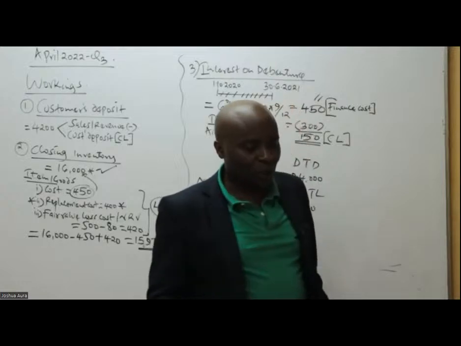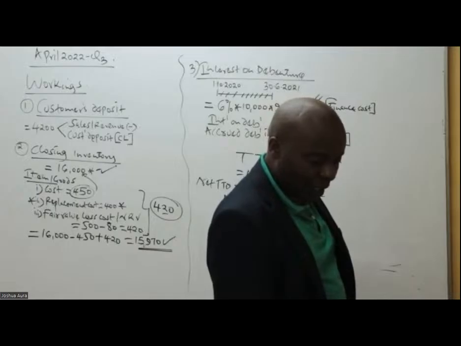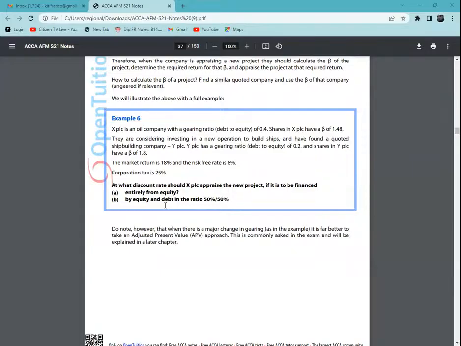Ladies and gentlemen, listen to me very well. So we are now aware that the relevant beta is the beta of the new industry. We are told that they are considering investing in a new operation to build ships, and have found a quoted shipbuilding company like that. The market return is 18% and the risk-free rate is 8%.